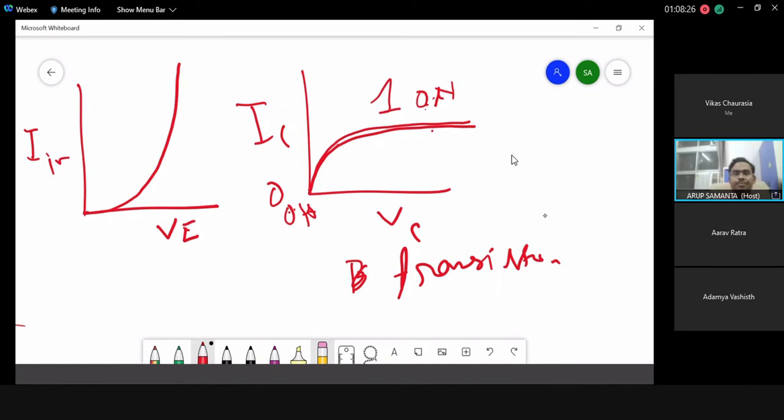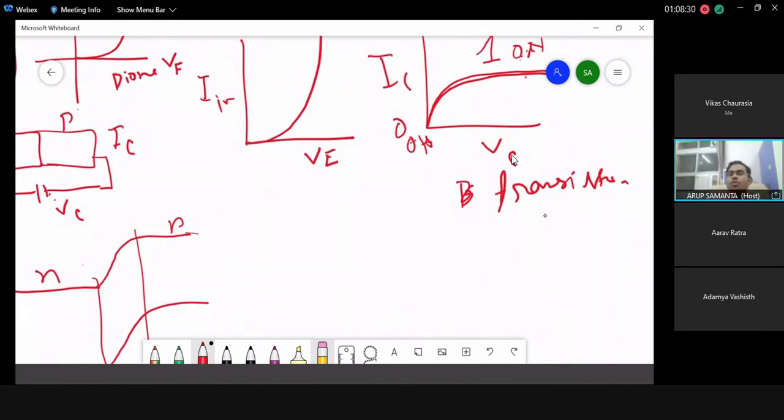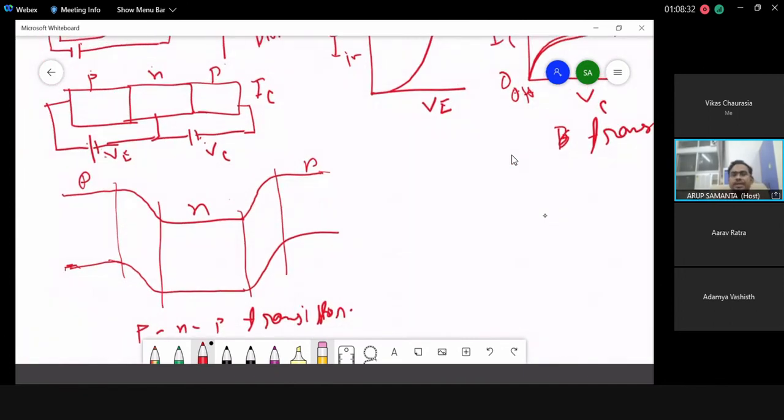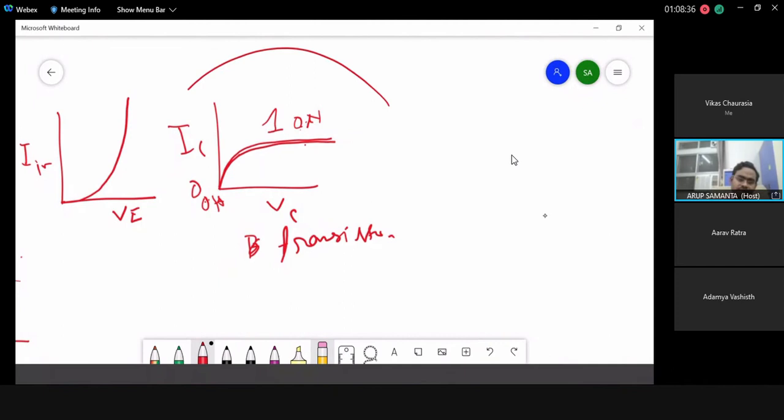So PNP, or you can modify it to NPN. For simplicity, for a one-day class, I am giving you this information. PNP transistor. So this is your first device which can switch on. It can transfer your information. So it is the on and off state. This is the situation, whatever information you are giving.